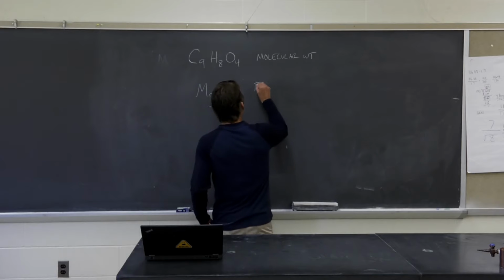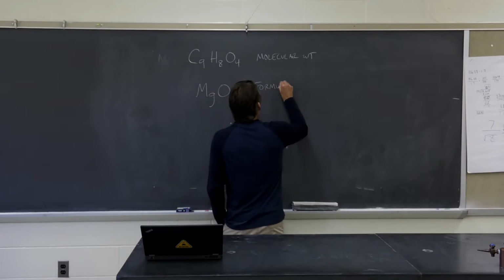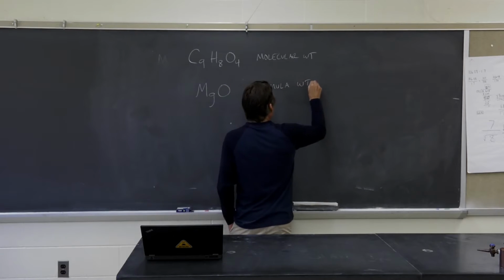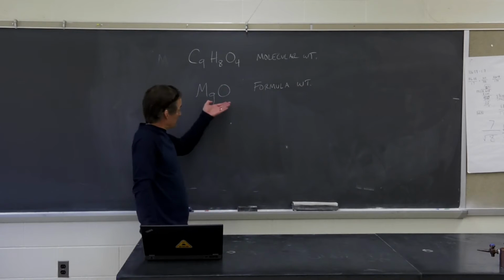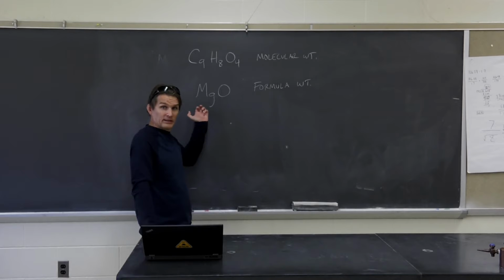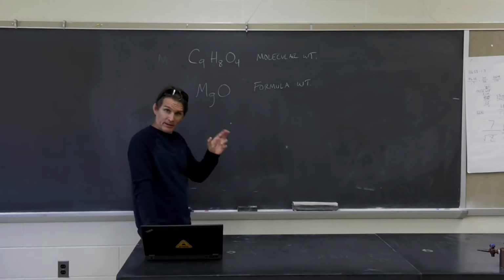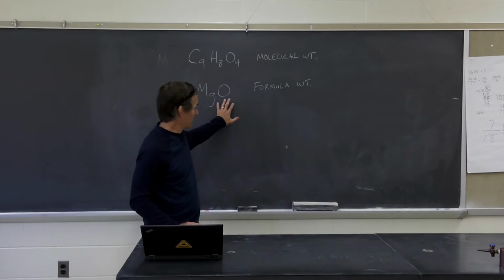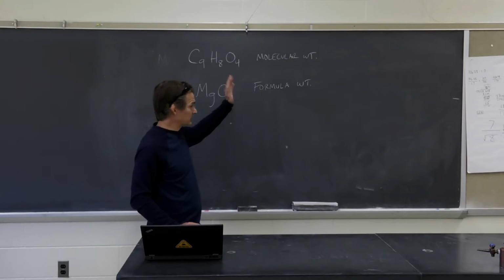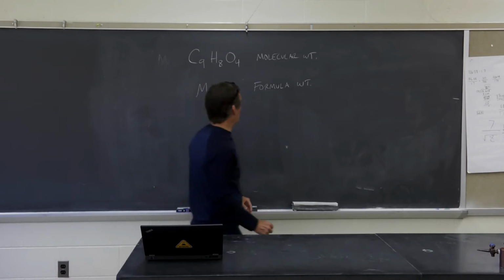Because of that, we use the term formula weight when talking about ionic compounds. We look at this formula. There's 1 magnesium for every oxygen, and based on that formula, what's the mass in grams of one mole of this particular formula? So let's calculate these. Just make sure we know how to do it.